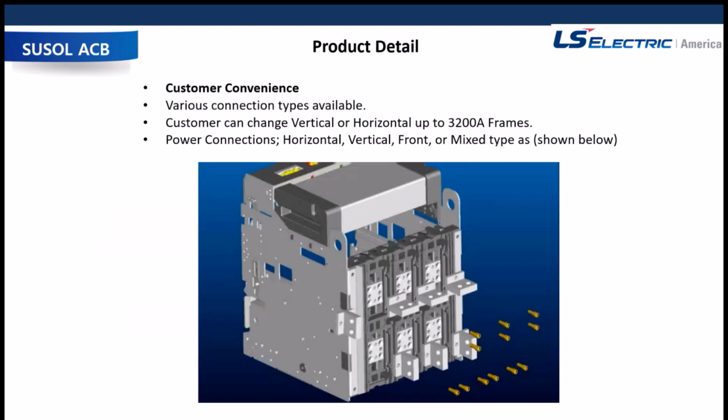Customer convenience, various connection types available. Customer can change vertical, horizontal up to 32 amp frames. We get these questions quite often, or when we're in the quoting stage, all we have is horizontal and they want it vertical, and we're okay as long as you're below 3200 amp frames. Power connections, horizontal again, vertical, front, or mixed type, is shown below here.